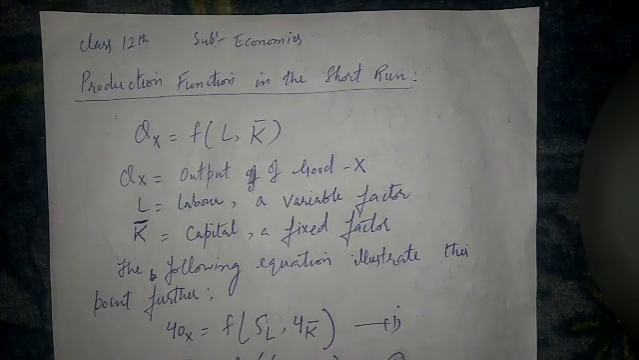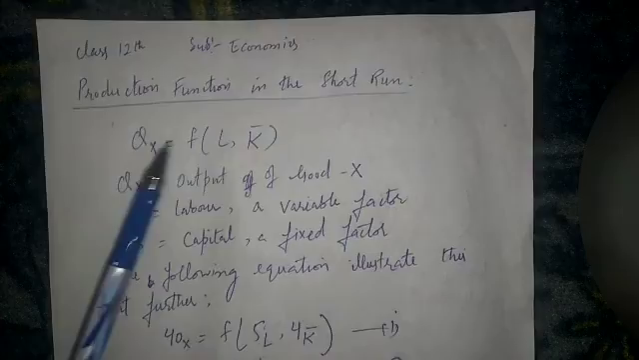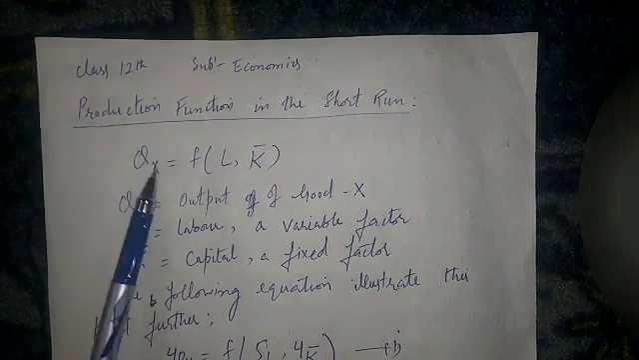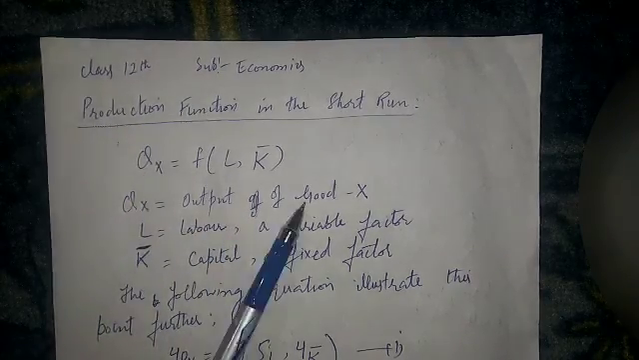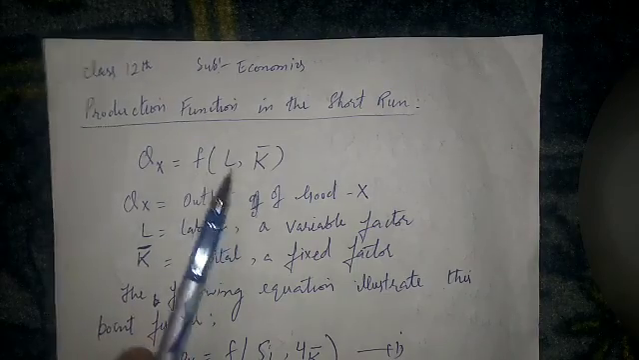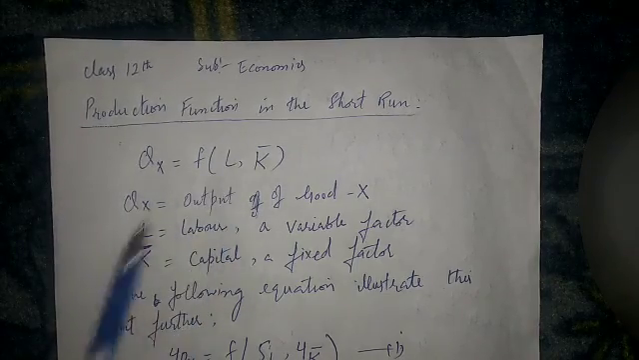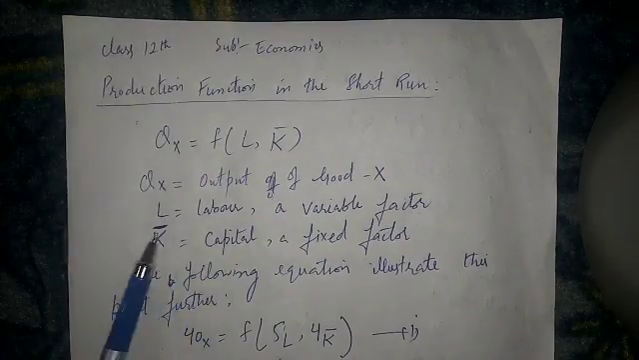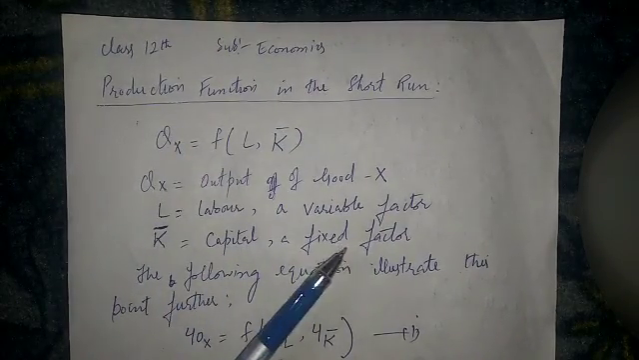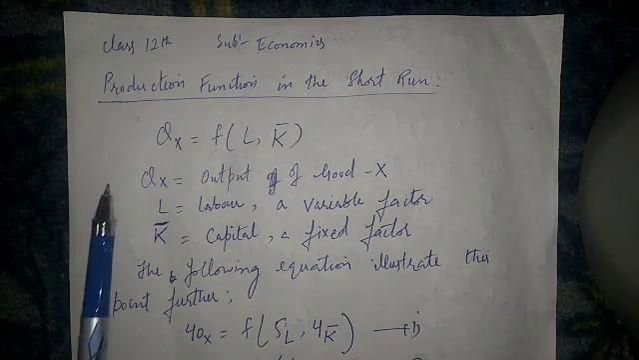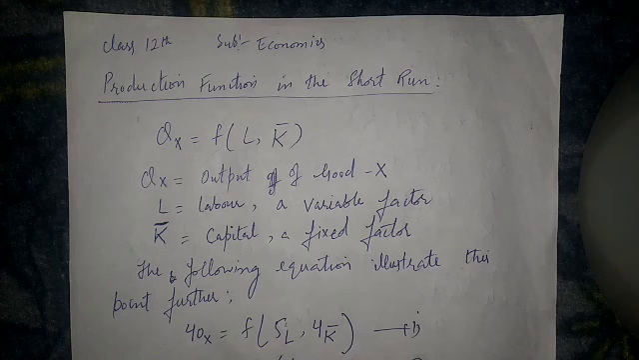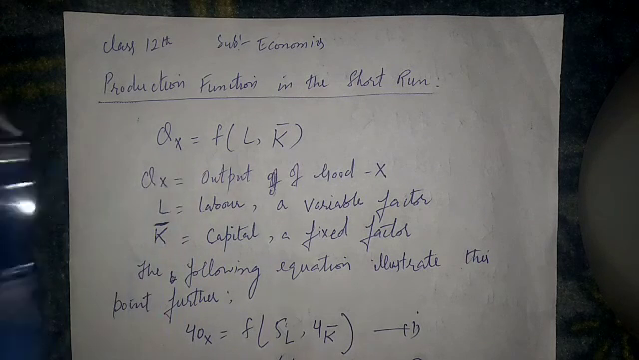See, when one factor is a fixed factor and the other is a variable factor, production function may be specified as, see, Qx is the function of labor and capital. Qx is the output of good x, L is labor and a variable factor, and this K here is capital, but the bar sign shows it's a fixed factor. You see, in this type of production function, output can be increased only by increasing the application of L, the variable factor.